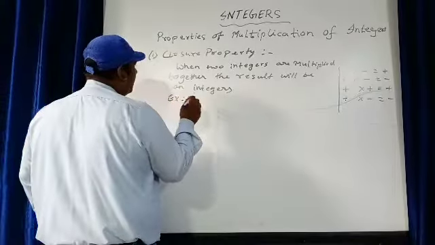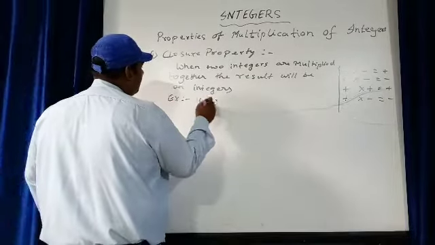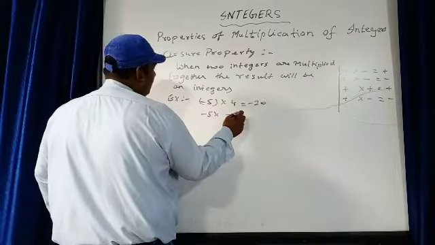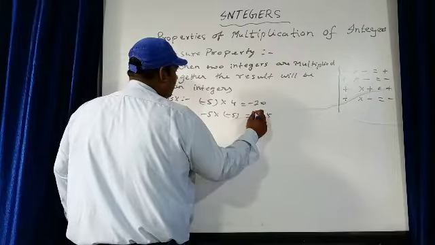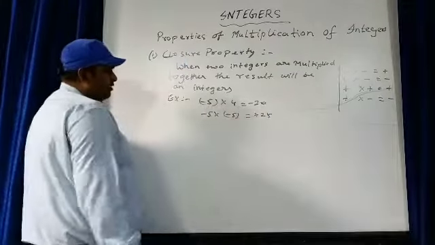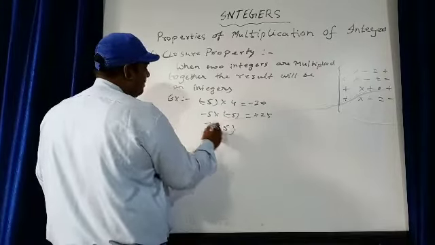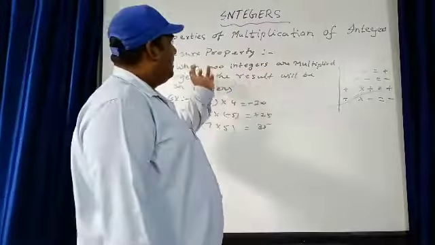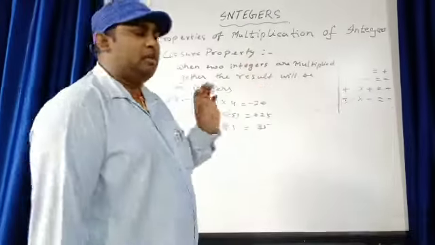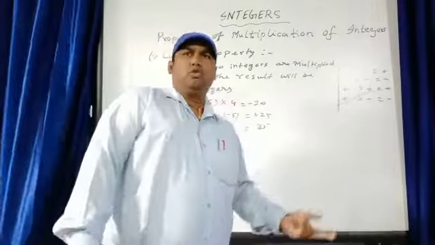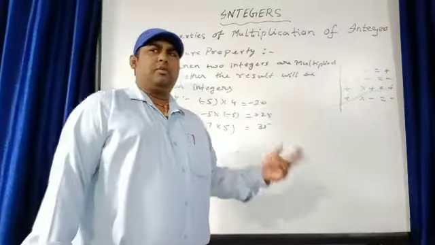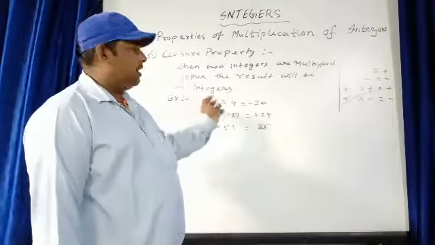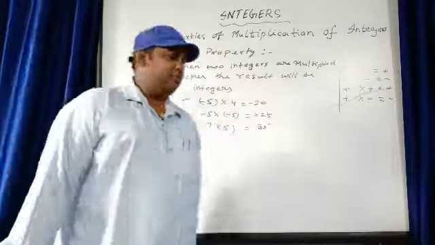Example, minus 5 into 4, the result will be minus 20. Minus 5 into minus 5, the result will be plus 25. Minus 7 into minus 5, you will get 35. So what we have learned is that in multiplication, the product of two integers will be an integer only.